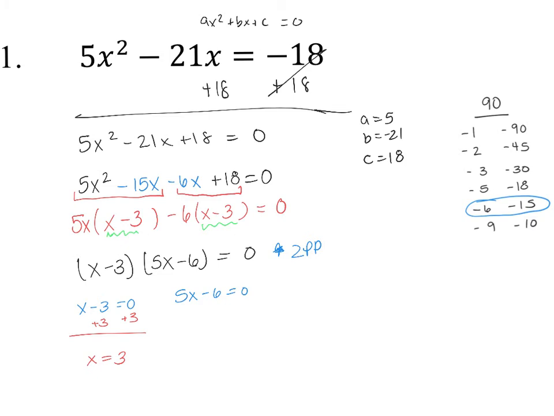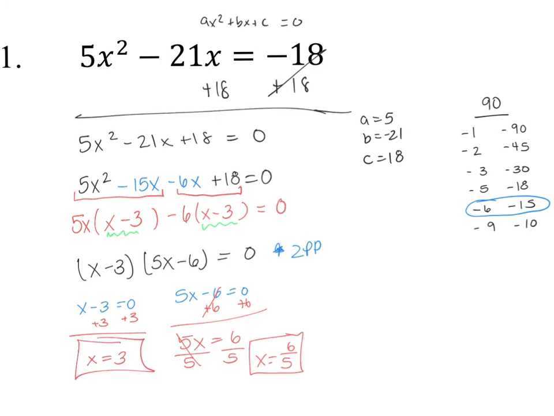On this side, that's a 2 steps, so the first thing I'm going to do is add 6, add 6. My 6's will cancel, and I'm left with 5x equals 6. And then in order to get x by itself, I need to go ahead and divide each side by 5, and my final answer will be 6 over 5. Okay? So those are my 2 answers there, my 2 solutions on that problem.